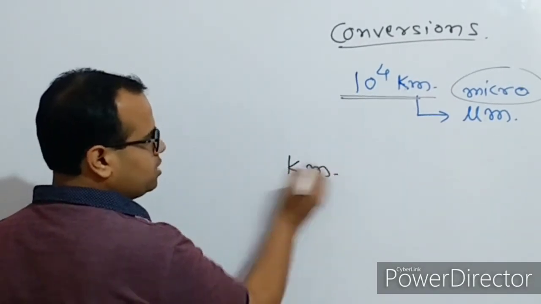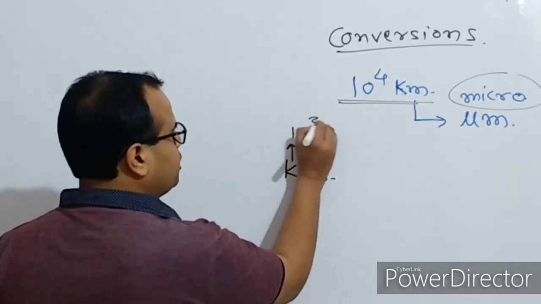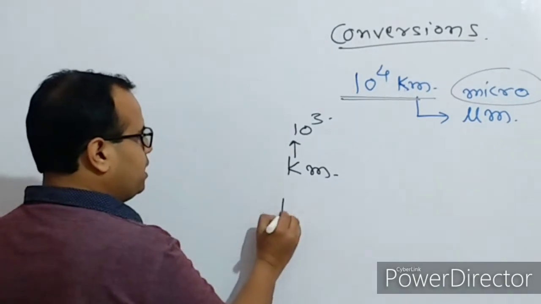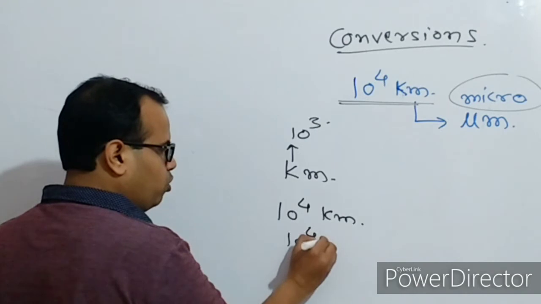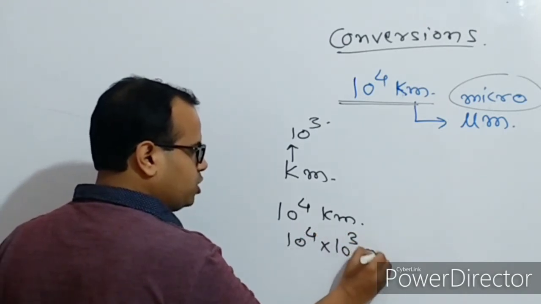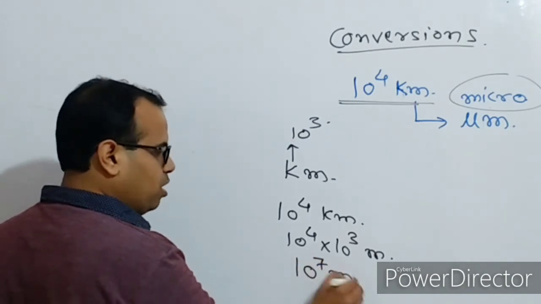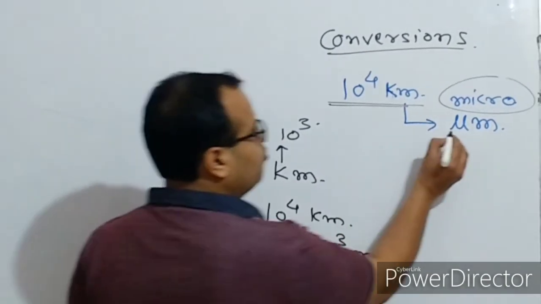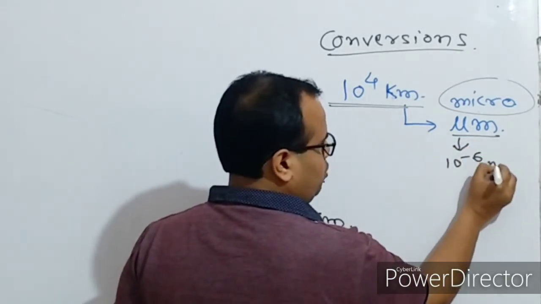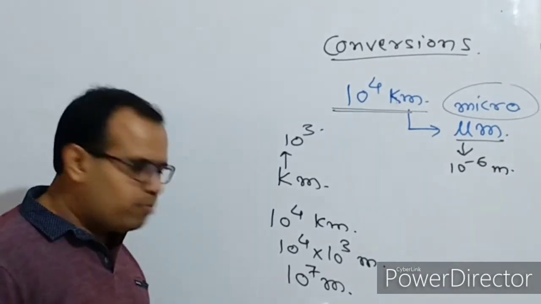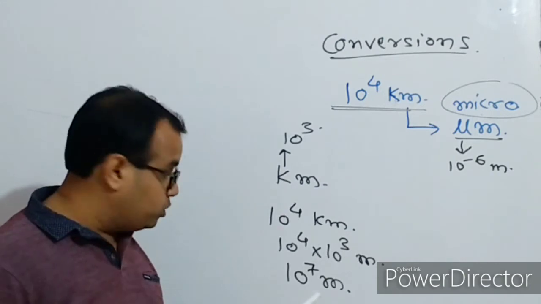Kilometer: we know kilo is the prefix which stands for 10 raised to the power 3. Okay, so when we say 10 raised to the power 4 kilometer, it means 10 raised to the power 4 into 10 raised to the power 3 meter. So that gives you 10 raised to the power 7 meter. But you want to convert it into micro, and micro stands for 10 raised to the power minus 6, which we don't have yet.